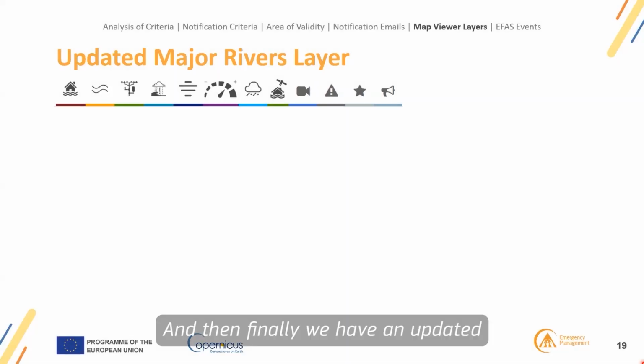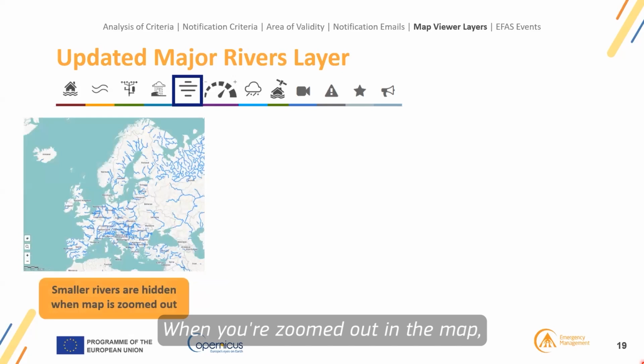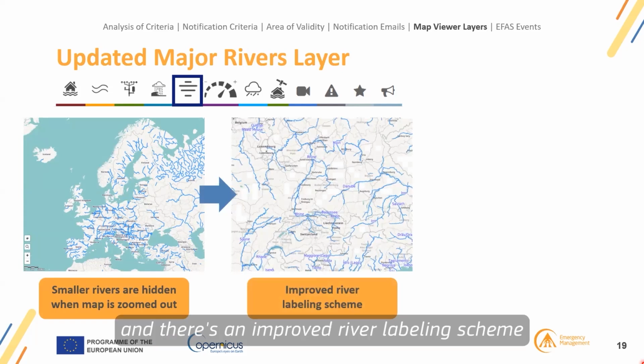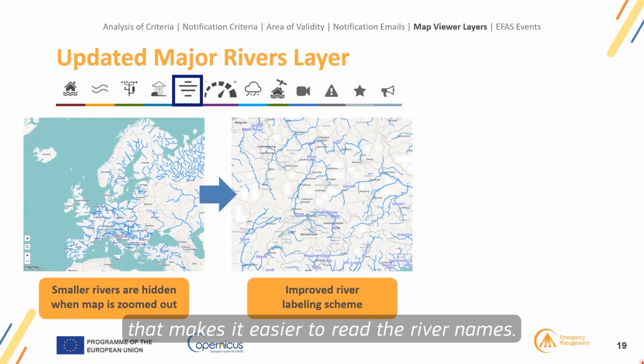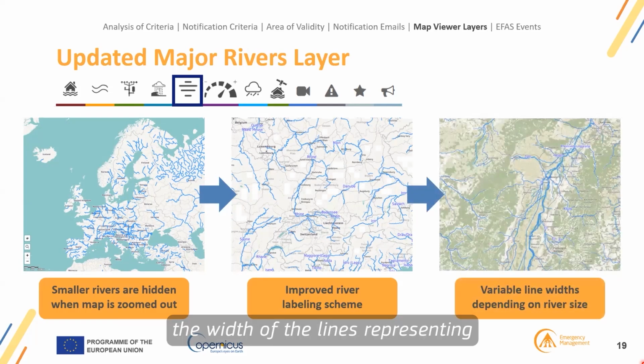And then finally, we have an updated major rivers layer. This is found under the static tab. When you're zoomed out in the map, then the smaller rivers are hidden. And as you zoom in, you can see the smaller rivers, and there's an improved river labeling scheme that makes it easier to read the river names. In addition, the width of the lines representing the rivers is varying depending on the river size.